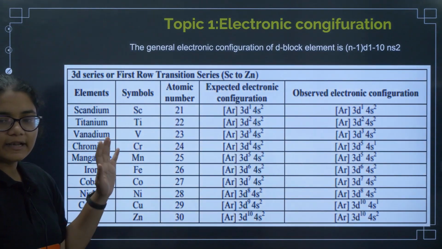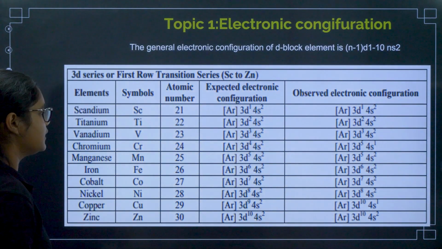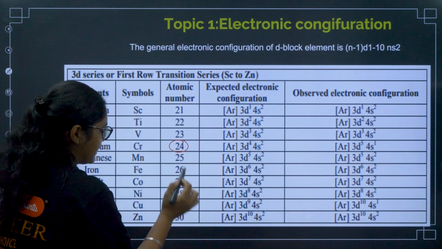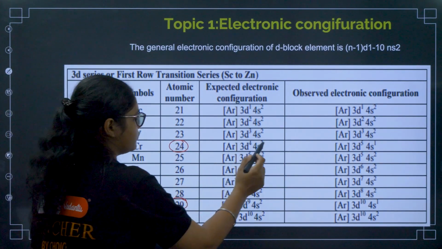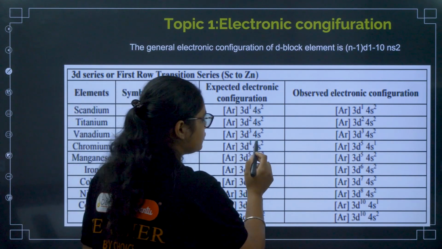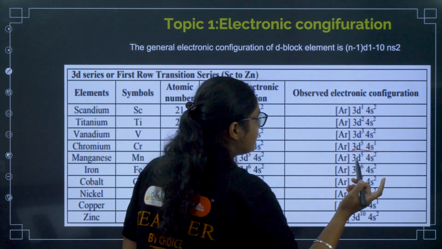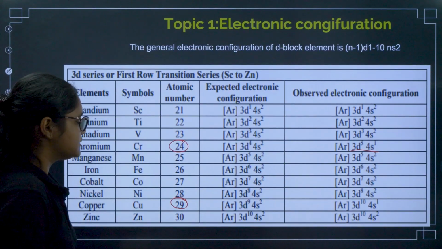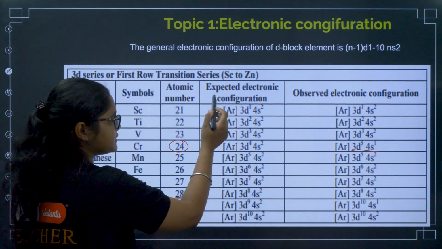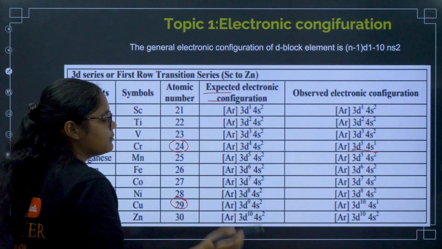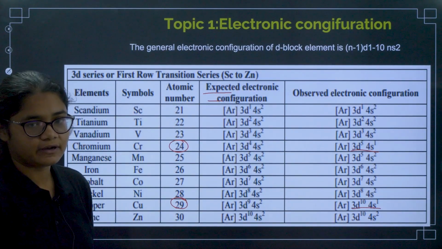The electronic configuration is already there, so nothing to discuss here. You must remember that chromium and copper have special electronic configurations. 3d4 4s2 was the expected value, but due to the half-filled configuration, we get 3d5 4s1. Similarly, for copper, 3d9 4s2 is the expected electronic configuration, but the observed one is 3d10 4s1, so that it becomes a fully filled d orbital.